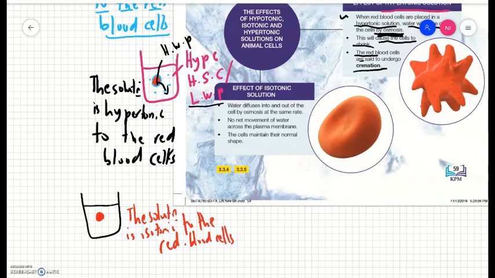It has the same water potential. Tiada high, tiada low. Okay. Jadi tapi there are no net movement. Dia bukan no net movement. Maksudnya satu masuk, satu keluar. Dia macam ni. Kalau kamu tengok ayat yang the water diffuse into and out of the cell by osmosis at the same rate. So the no net movement.